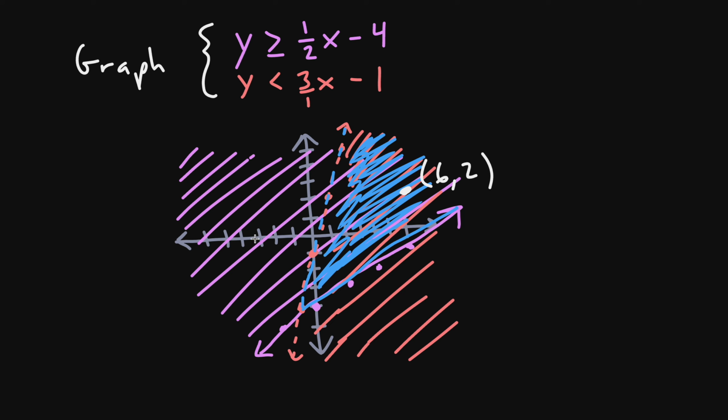Whereas something over here like, I don't know, -3, 5, a point like this is not a solution, because even though it's a solution for the pink one, it's in the pink shaded region, it's not a solution to the other. So only points in this blue shaded area, the overlap, is a solution to the system.